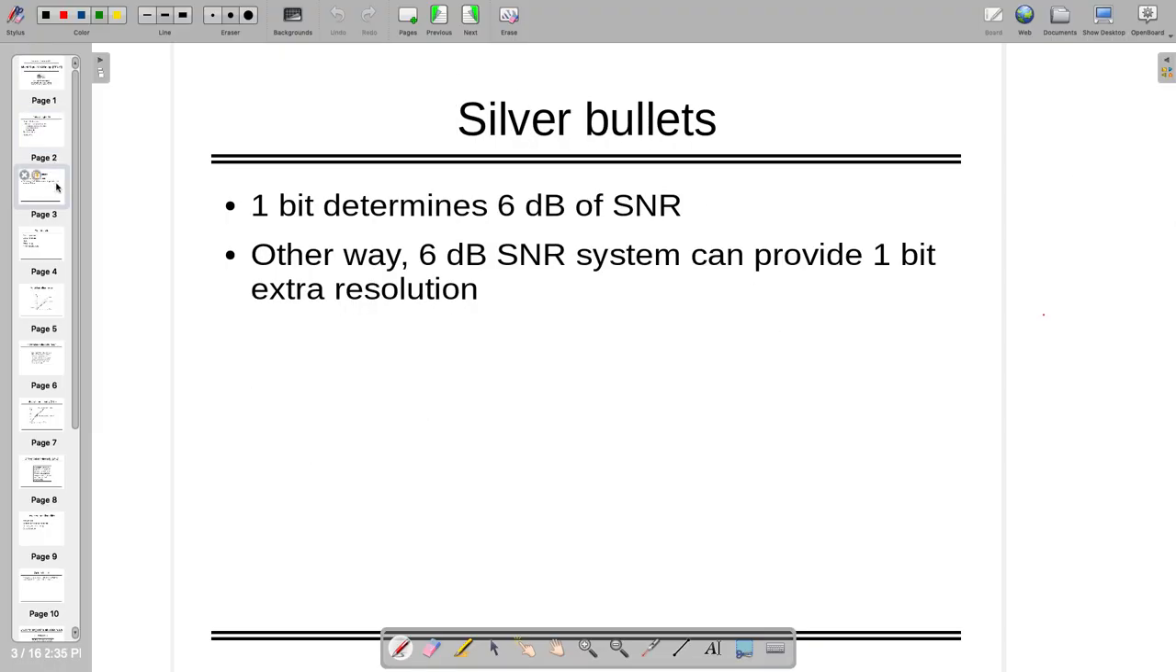Okay, so let's say one bit determines 6 dB of SNR, or 6 dB of SNR determines one bit, so you improve by 2. This is happening because it's binary, all these things are binary weighted. That's why you are getting improvement by 2. Otherwise, you could have got improvement by some other factor also, right? Otherwise, 6 dB SNR can provide 1 bit of extra resolution, right?